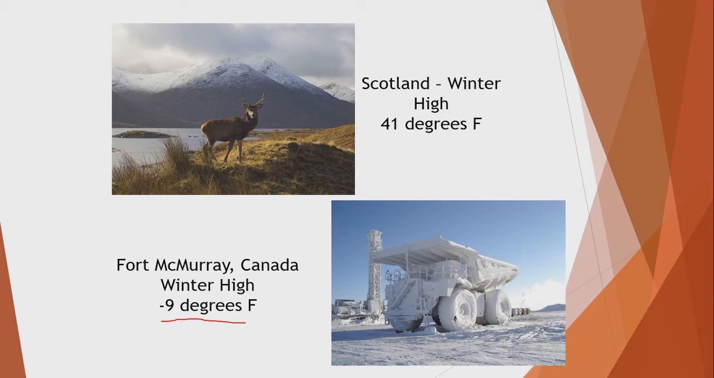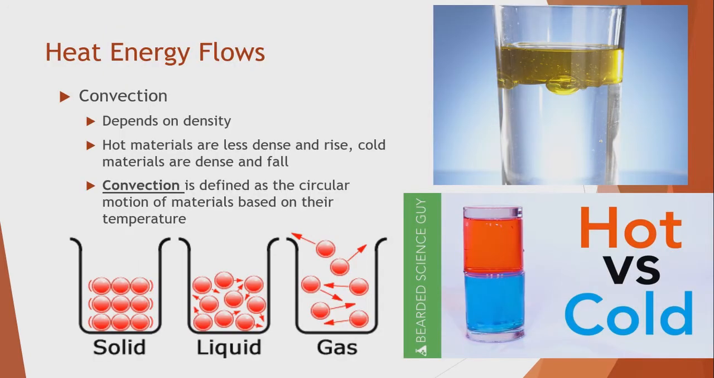So heat in our planet Earth is super important. That begs the question a little bit about why the ocean is moving in the first place. So why is this warm water moving in the ocean? And that has to do with convection. And this is a motion of heat that depends on density.